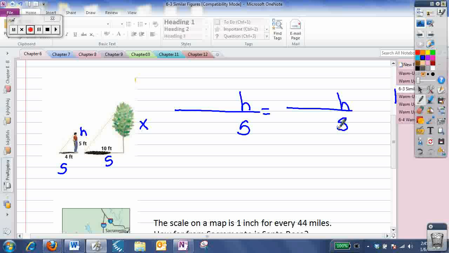Pause the movie now, draw this drawing into your notes, and see if you can fill the numbers in for the proportion. Don't solve quite yet.